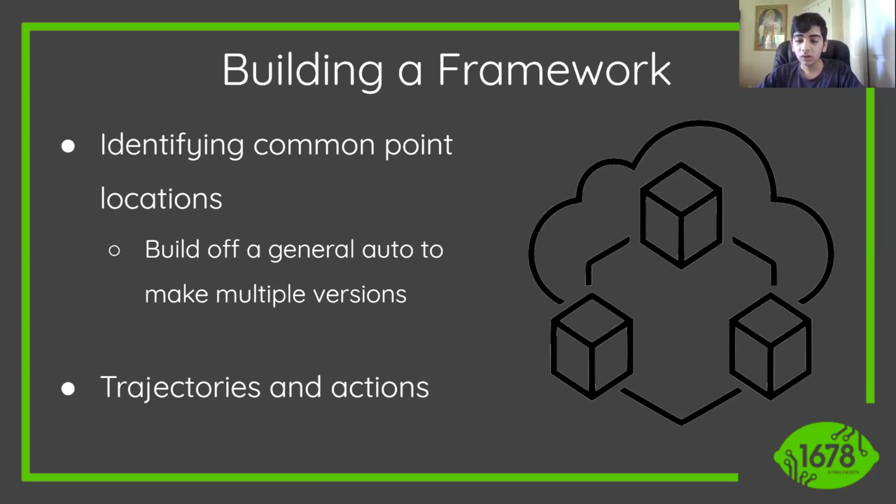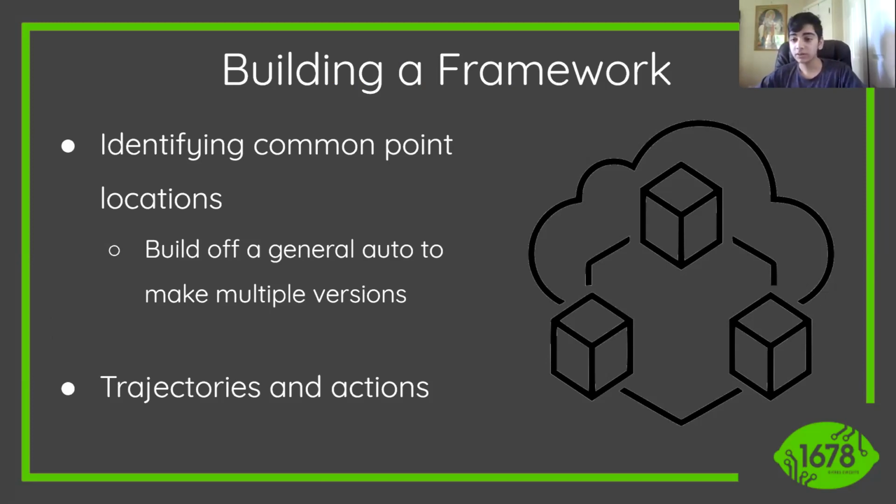So in order to come up with consistent autos and to make sure that they were robust and they worked well, we had to simply identify these common point locations. And I'll discuss this in a bit, but we use something called odometry to basically understand what points on the map, right, we want to target, right? And then we created trajectories with those points that we can use for our auto.